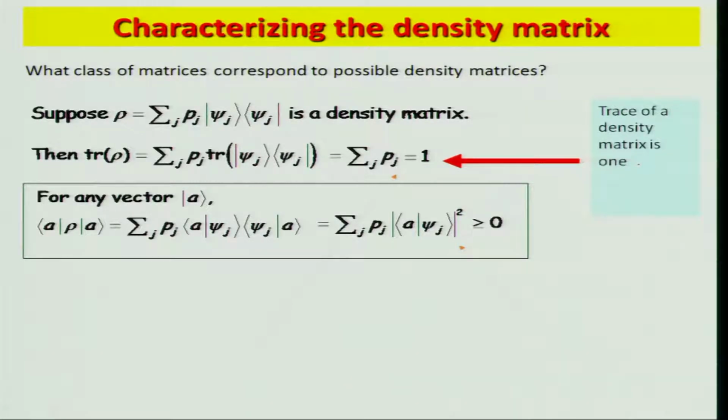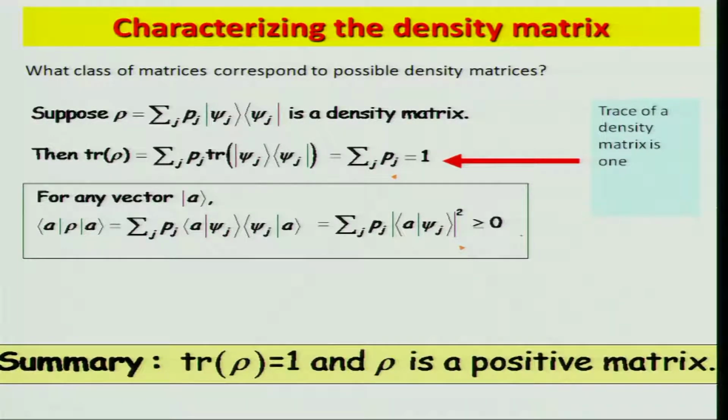The trace of the density matrix is 1. So, for any vector A, as long as we can write the density matrix in such a way that its trace is 1 and any projection of that is going to be greater than 0, then it will be correct. The summary is that the trace is going to be 1 and rho is a positive matrix, then we can consider that to be a density matrix. So, to consider any matrix to be a density matrix, these first two properties are necessary.